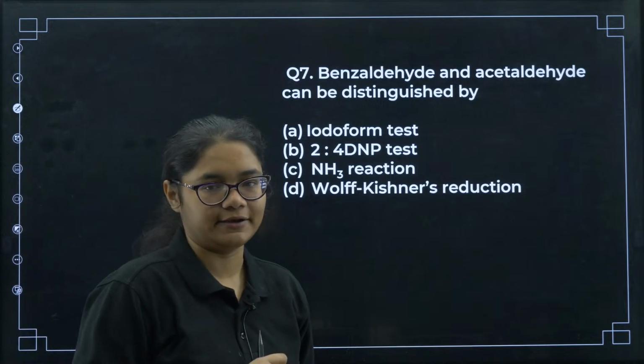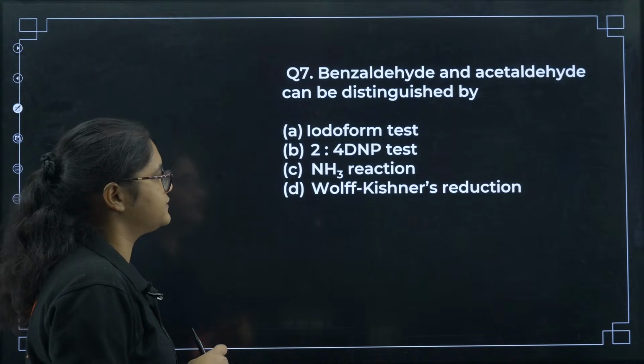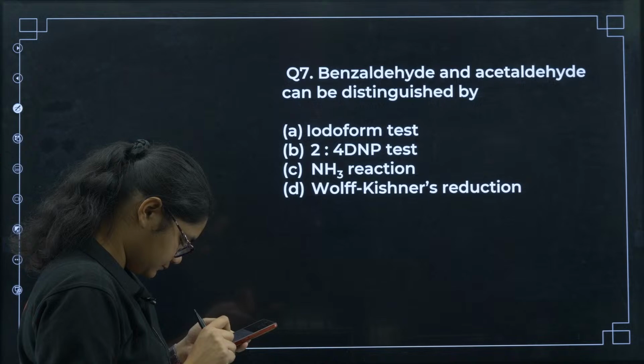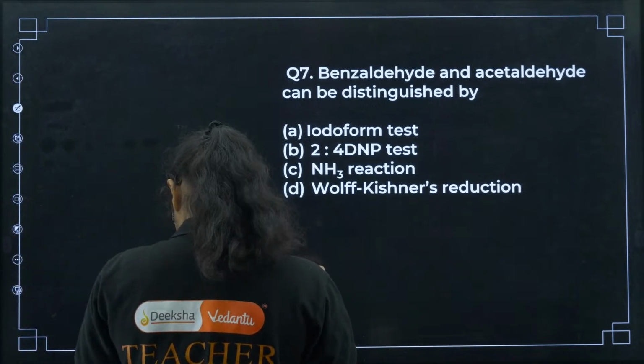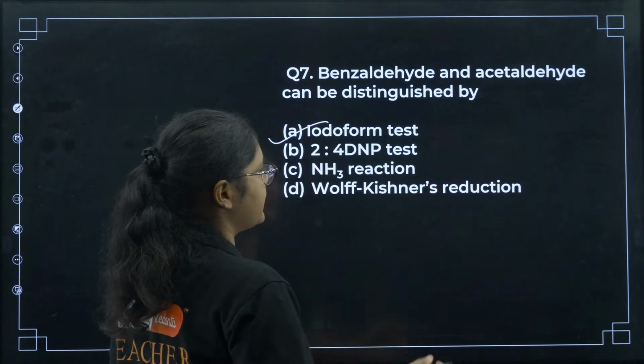Benzaldehyde and acetaldehyde. Can we find anything here? How can we distinguish between them? Very simple question, this one. Yes, 7A, iodoform test is correct.